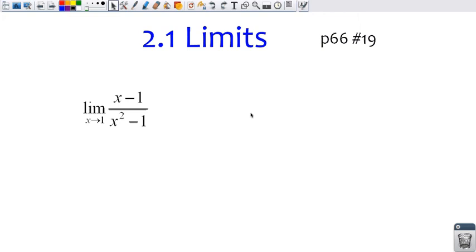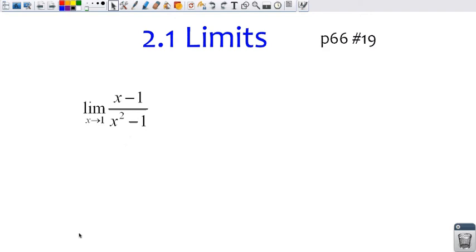Hi again, Sherwood. The second request I got was around problem 19 from the homework set on page 66. So once again, we find ourselves in lesson 2.1 on limits. This time, we're expected to find the limit of this expression as x gets really close to 1. This problem set asks you to determine the limit graphically and then confirm your answer algebraically.